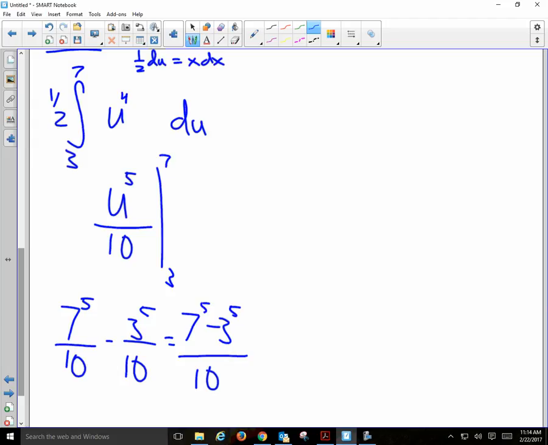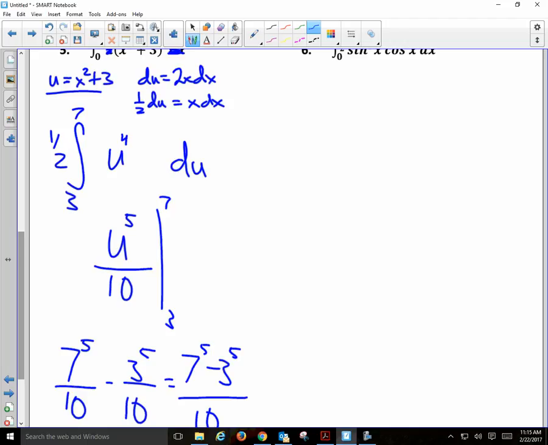This does end up being a decimal because you're dividing by 10, so it'll be point something. It's not evenly divisible by 10. And then one last piece so we can figure this out. I quickly want to talk about the mistakes that people make on the test.